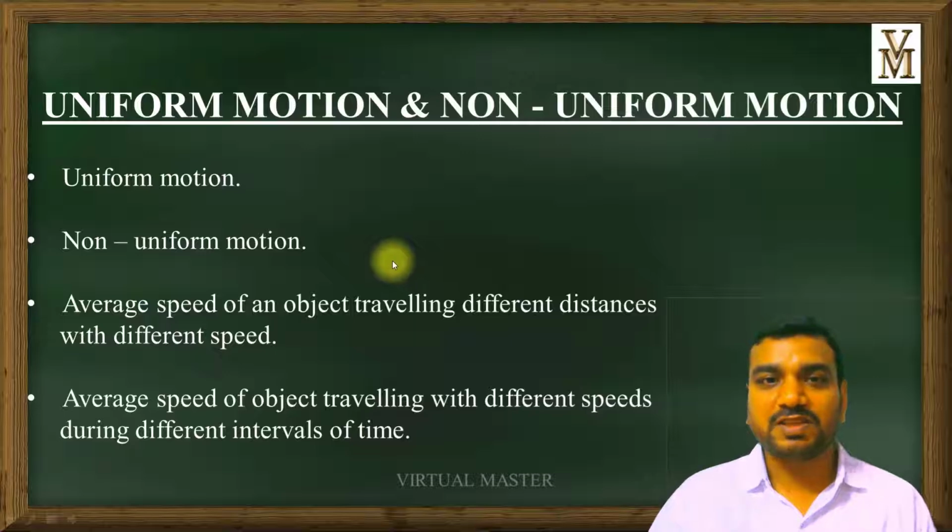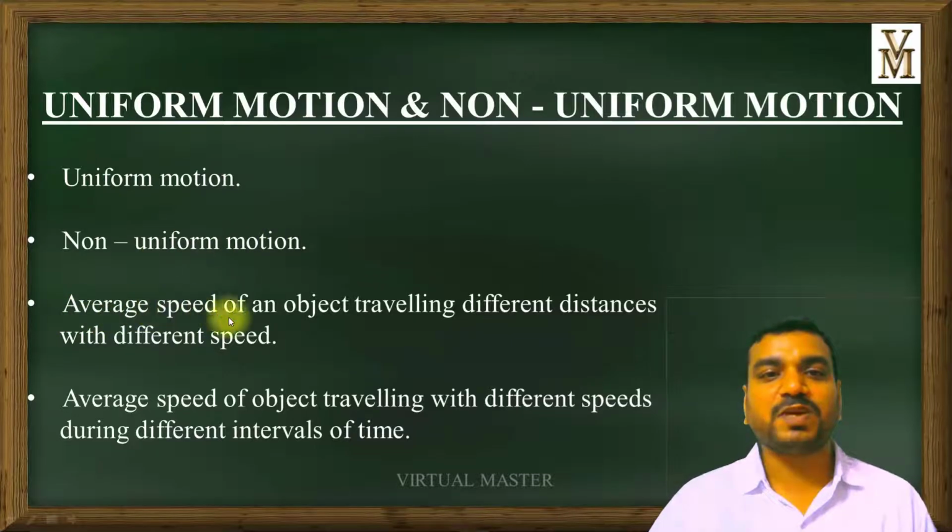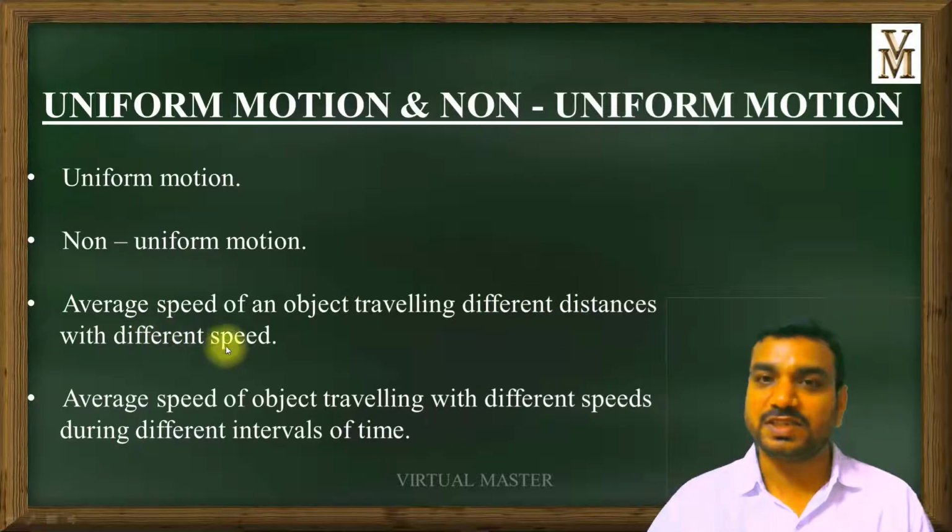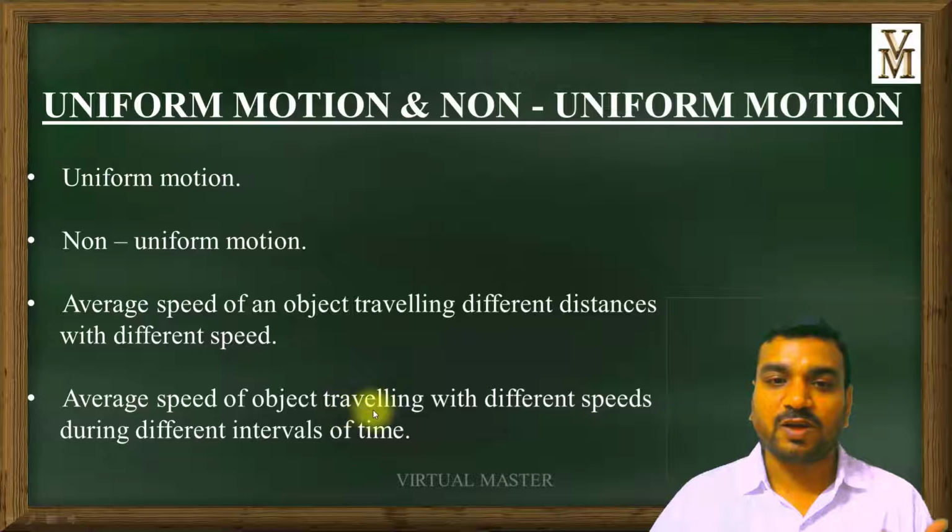Also, we will be deriving the formula for average speed of an object traveling with different distances with different speed, and one more formula for average speed of an object traveling with different speeds during different intervals of time. These two formulas are very useful and important for solving the numerical problems and also multiple choice questions. So watch this video till the end.